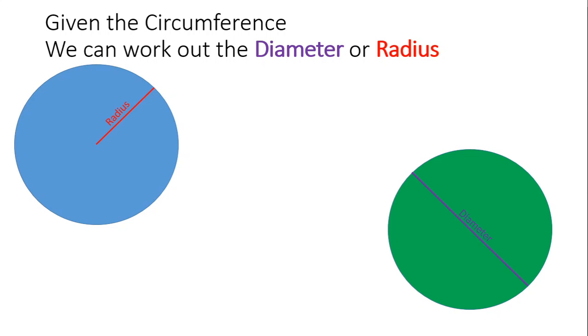First of all, you remember your formulas for the circumference of a circle. If you're given the radius, so like in this circle here, you would use this formula, circumference is 2 pi r. And if you're given the diameter, so like this example here, you'll be using c equals pi times diameter.